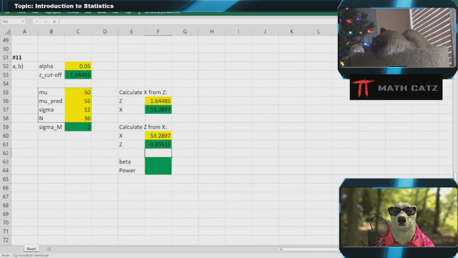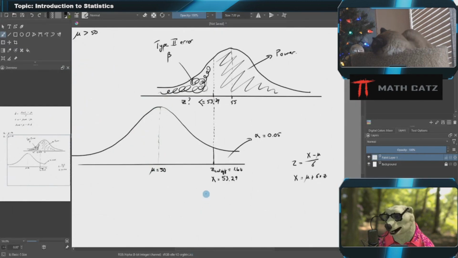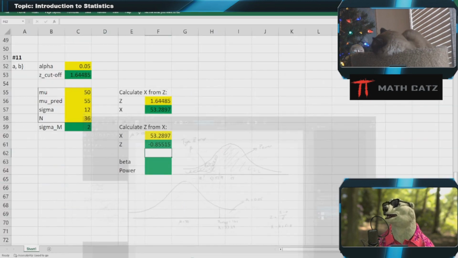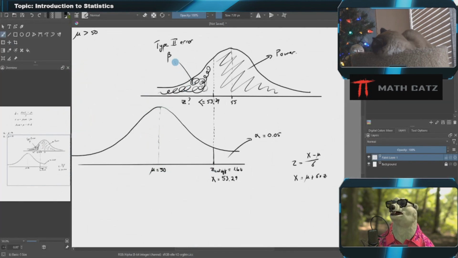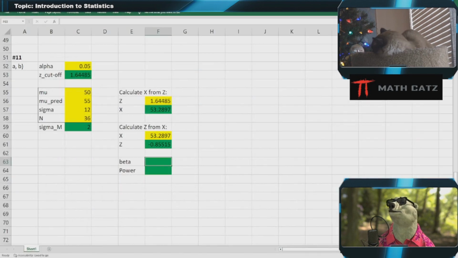What is it? Negative 0.86. Let's write that down here. Where's my pen? My pen has decided to not play along. That's okay, I don't really need it. Negative 0.86. So now I need to look up this beta, which is the left area, called beta, type 2 error. Now I'm going to look it up in a cumulative normal distribution, standard normal, looking at the z-score.